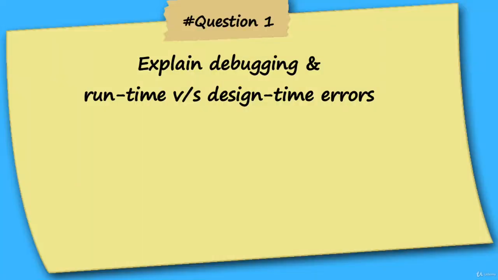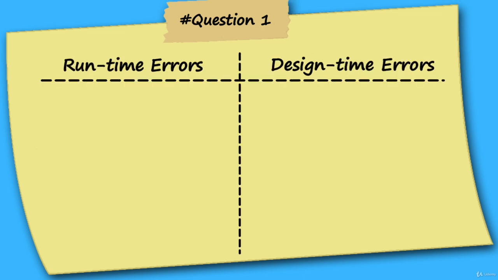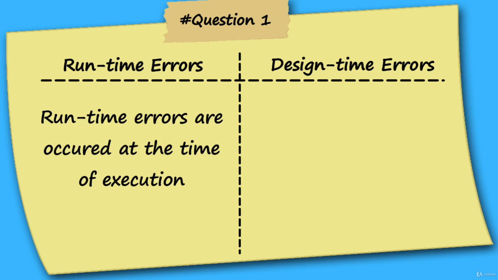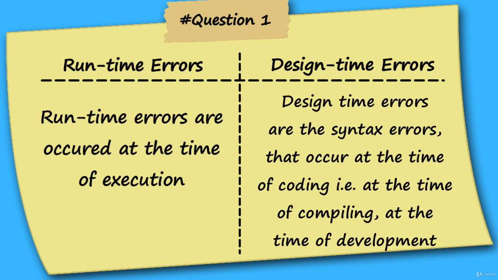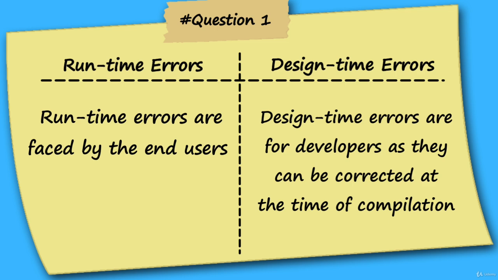The first question is: explain debugging and runtime versus design time errors. As I explained, debugging is the process of finding and resolving the bugs or errors in the applications, and the difference between runtime and design time is that runtime errors occur at the time of execution, whereas design time errors are the syntax errors that occur at the time of coding, that is, at the time of compiling, at the time of development. Runtime errors are faced by the end users, but design time errors are for developers as they can be corrected at the time of compilation.